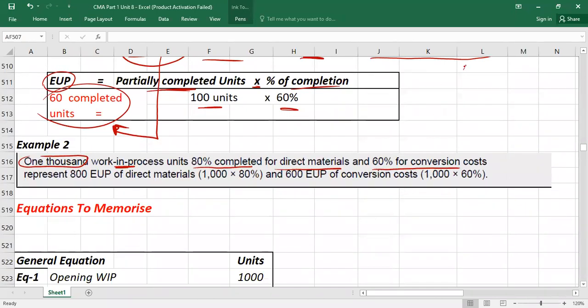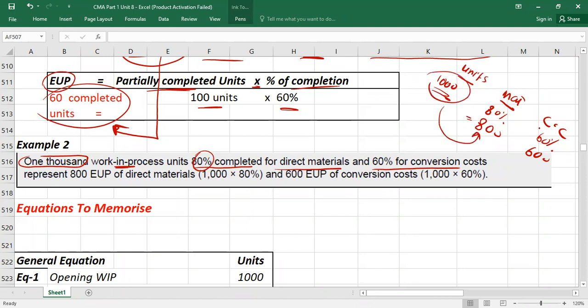Again, we'll make 3 columns. We'll write here units, here material, and here conversion cost. Units are how much? 1000. Material percentage completion is how much? 80%. I'll take 80% of 1000. It will give you 800 equivalent units. And conversion cost percentage completion is how much? 60%. I'll take 1000 units times 60%. It will give you 600. It means with respect to material, these 1000 units are equal to 800 completed units. And with respect to conversion cost, these 1000 units are equal to 600 completed units.